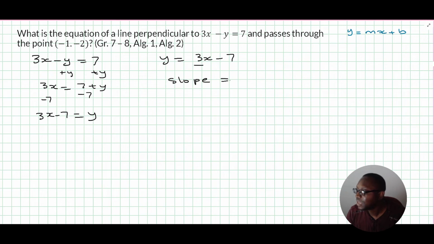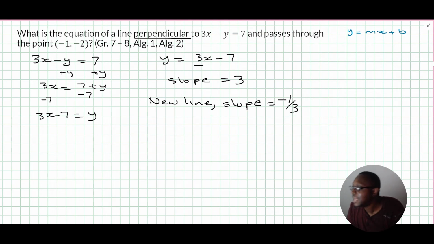Now, the important thing that you need to pay attention to here is perpendicular. When you have two lines that are perpendicular, their slopes are the negative inverses of each other. So for the new line, the slope is going to be equal to -1/3.